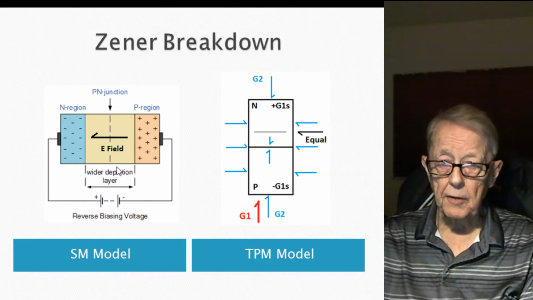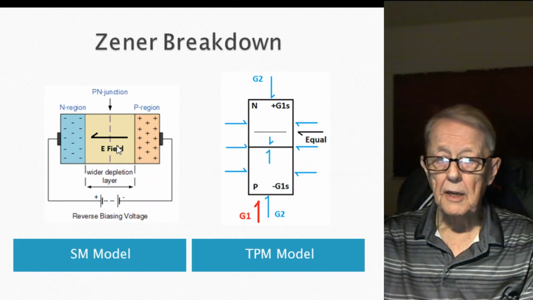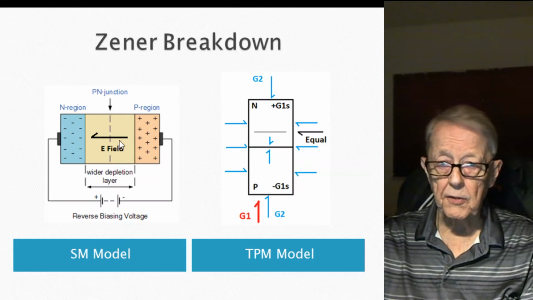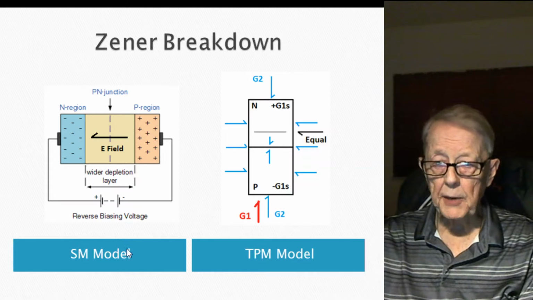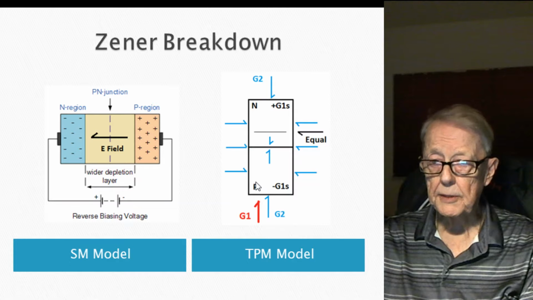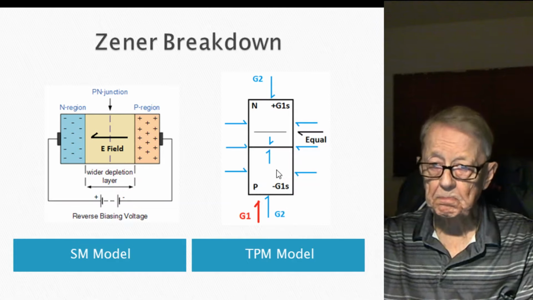Current flows this way, but electrons flow this way, and you can see that the force, the E field, assists the flow of electrons in this direction. That's the standard model. The particle model, this is very similar to the one I showed in the previous videos.